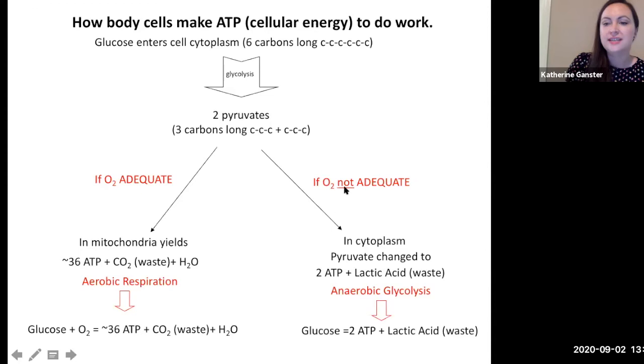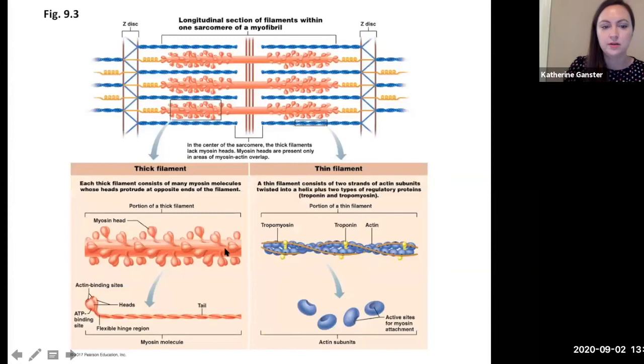Now, if oxygen is not available and you don't have enough, then the pyruvic acid stays in the cytoplasm and you end up undergoing anaerobic glycolysis. You only get 2 ATP from that glucose molecule, and you get lactic acid as waste buildup. If you're only getting 2 ATP off of 1 glucose, this is not enough for myocardium, cardiac muscle tissue to survive. It's not enough.